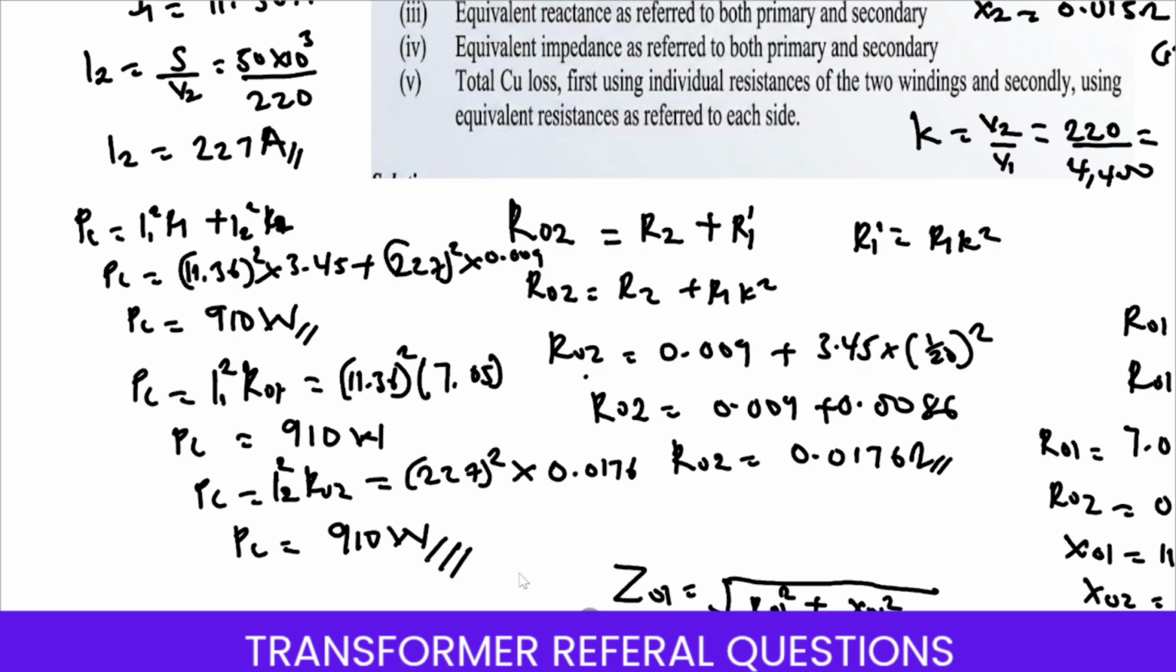So that is just all under the referral. It's so easy. You just need to understand the concept of the formulas, and you will be free to go.